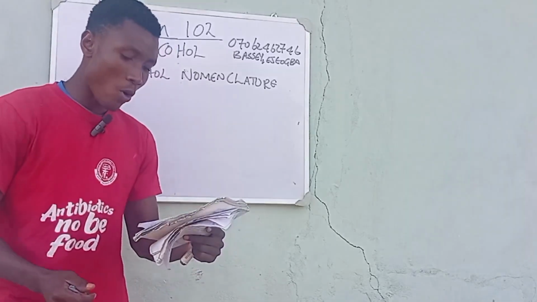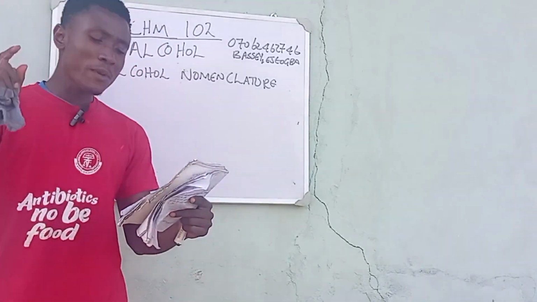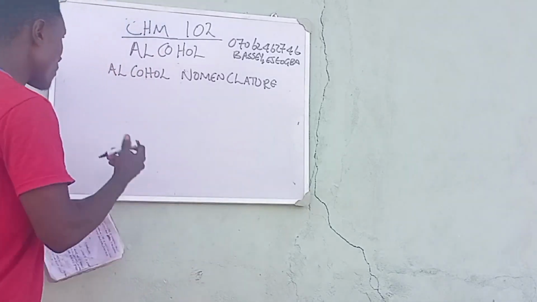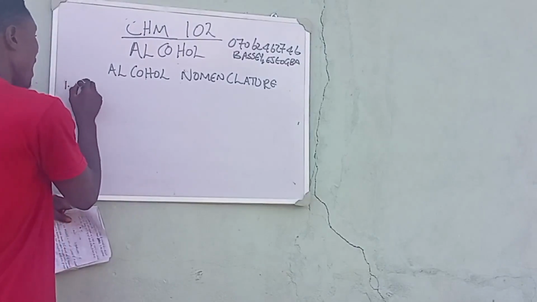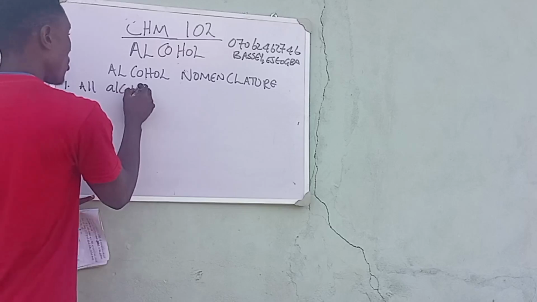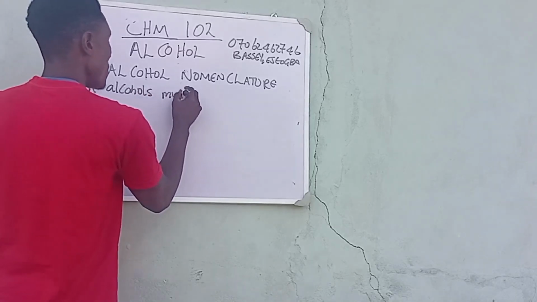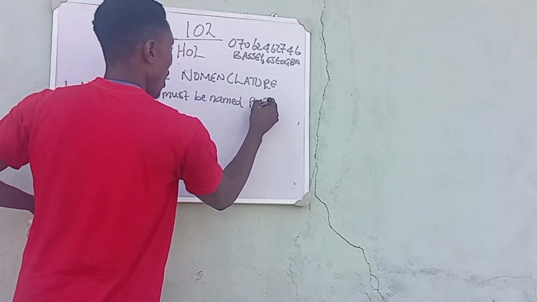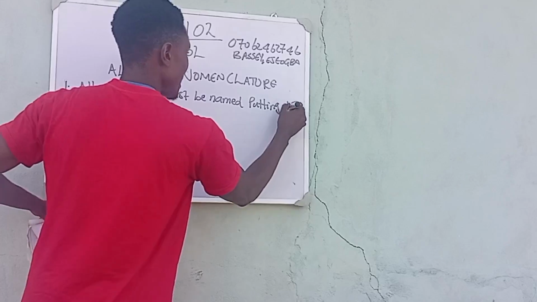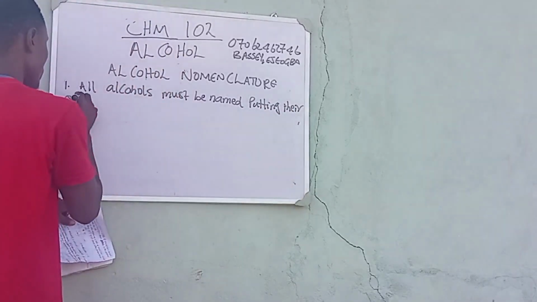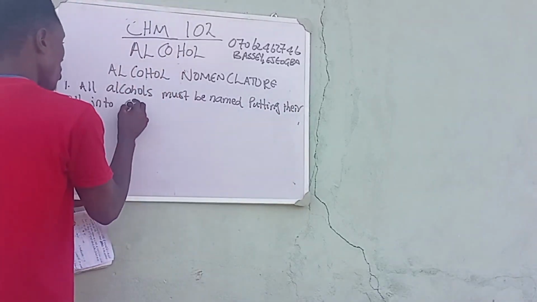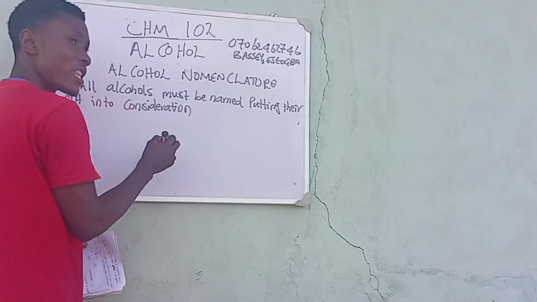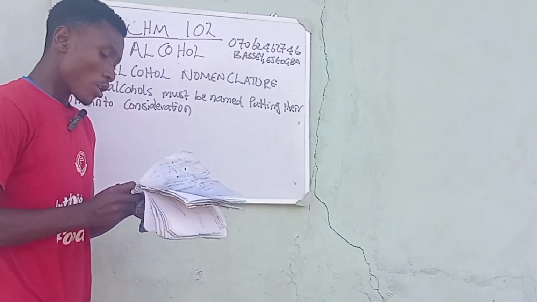So in the naming of alcohol, all alcohols must be named putting their OH into consideration. Number one: all alcohols must be named putting their OH into consideration.